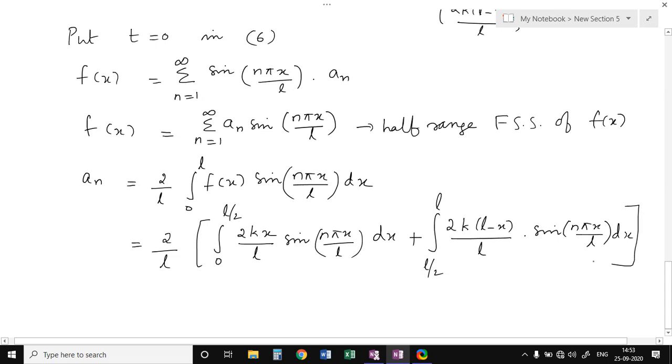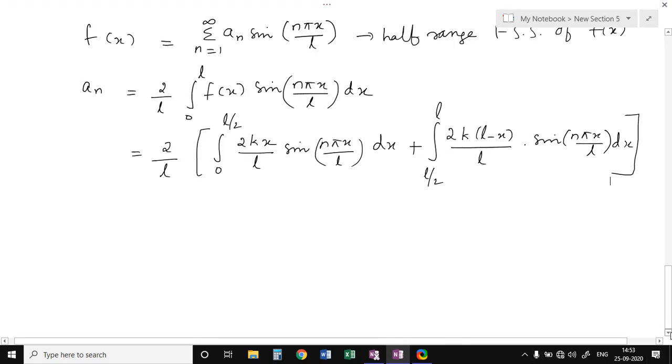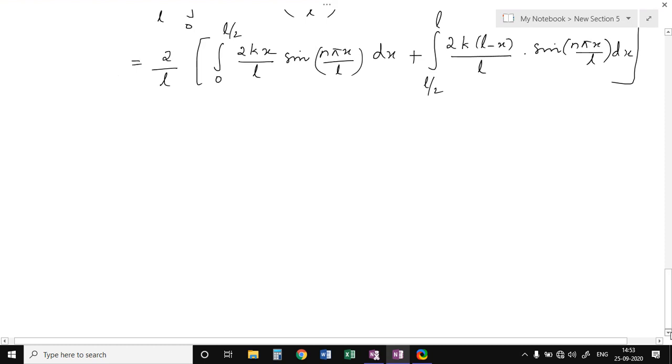So now we have to integrate these two functions. Here you can see that this contains two functions, product of two functions. The first function is a polynomial. Here we can consider this 2k/L as a constant common factor, and here also we have the same term. So I will write it outside this integral sign, so that it becomes 4k/L².